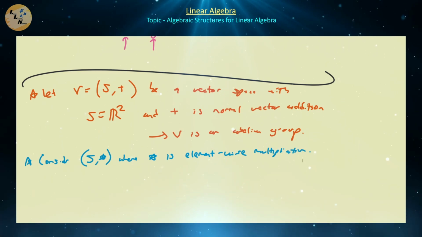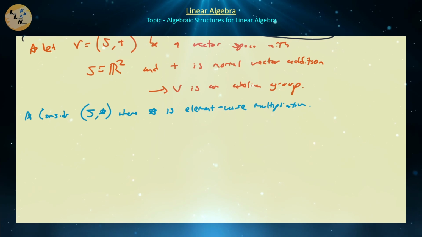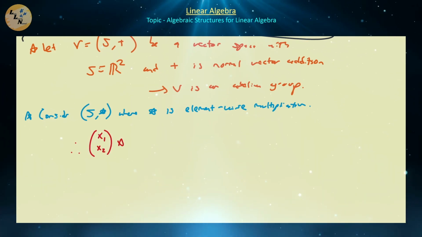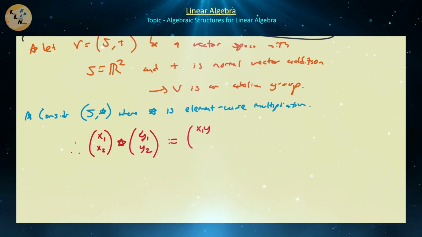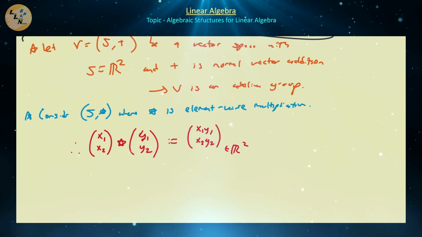So what do I mean by element-wise multiplication? If you're familiar with MATLAB, this would be the dot star operator. If we take an element in R2, let's call it x1, x2, and we start with y1 and y2, some people actually want to treat multiplication between vectors in this way, but we're going to be defining this as the product of x1 and y1, and x2 and y2. So obviously that's going to be an R2 vector.